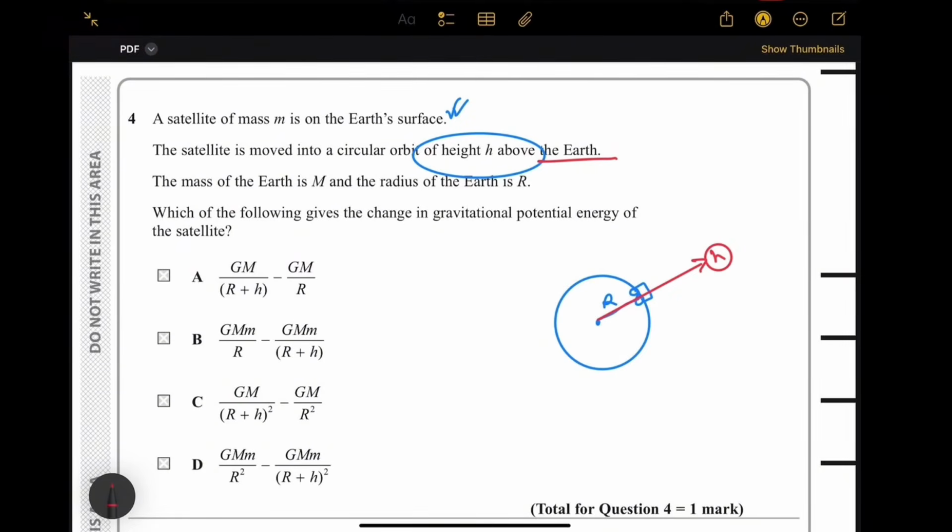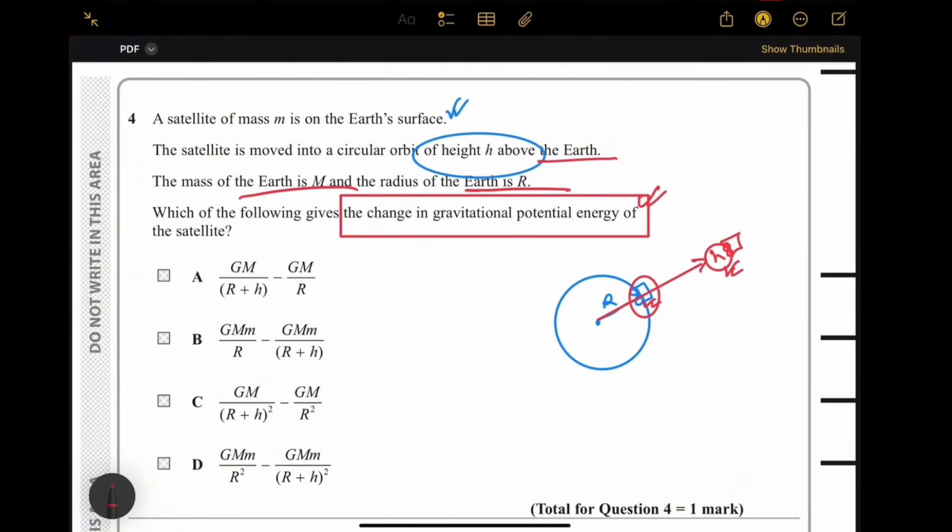The mass of earth is M and the radius of earth is R. Which of the following gives the change in gravitational potential energy of the satellite when it was moved from this position to this position? We know the formula of gravitational potential energy is U equals minus GMm by R. This is the formula.